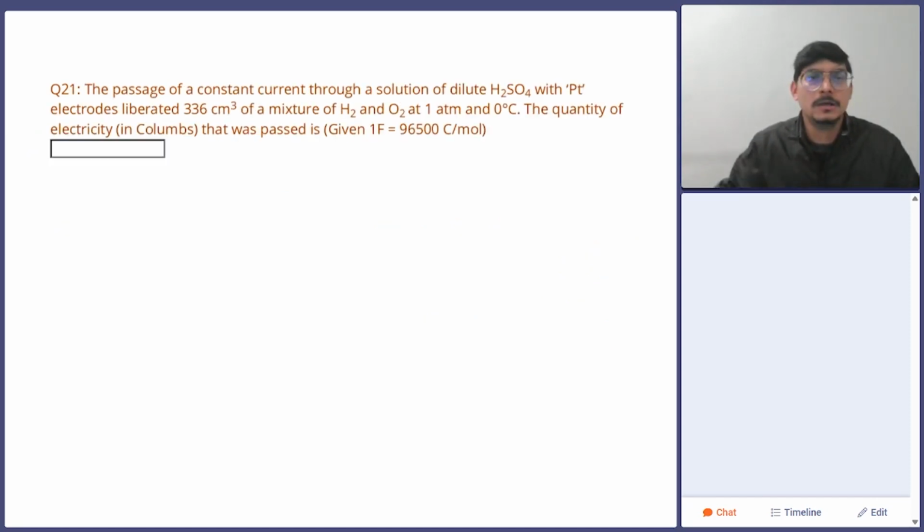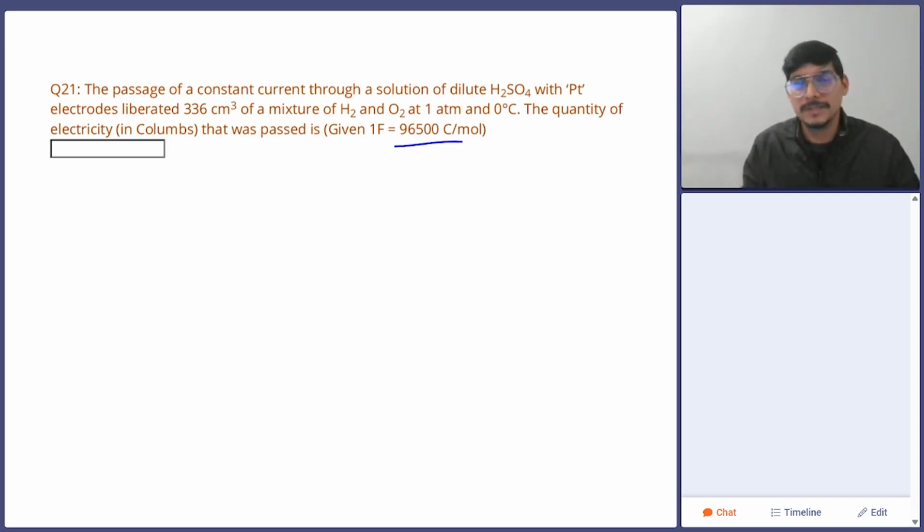All right. Moving to the next question. The passage of current through a solution of dilute sulfuric acid with platinum electrodes liberated 336 cm³ of a mixture of hydrogen and oxygen gas at STP conditions. What is the quantity of electricity in coulombs that was passed through the solution, given 1 Faraday is 96500 coulomb per mole?